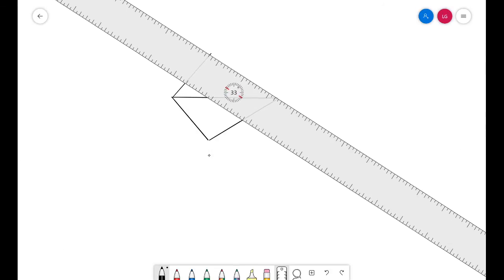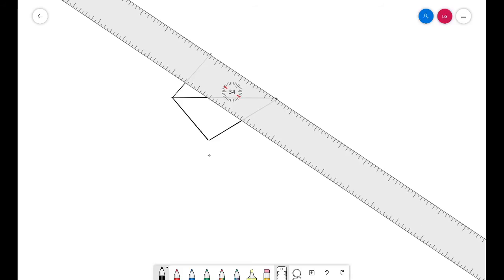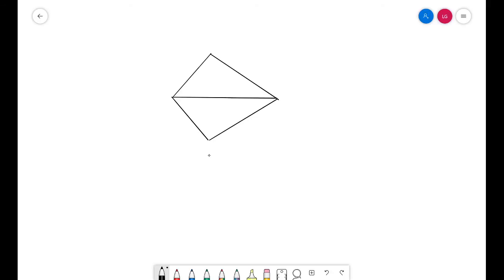Kind of looks like a kite setup. Let's give ourselves some labels. That'll be point F, that'll be point G, point H, point I.